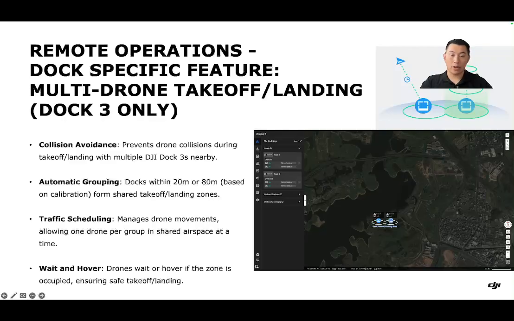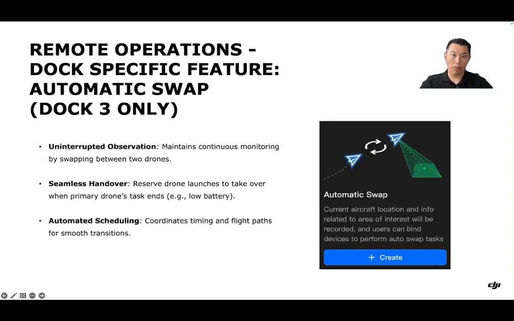Multi-drone takeoff and landing is also supported for the Dock 3 only. This allows for collision avoidance, automatic grouping, traffic scheduling, and wait and hover feature. Another feature supported by Dock 3 only is automatic swap, allowing for uninterrupted observation and continuous monitoring. So you can do a seamless handover and automatic scheduling. So essentially, if you had one Dock 3 that was already on site and potentially recording or taking photos of an area, that drone is able to swap with another Dock 3 and essentially continue monitoring that area or flying that area.